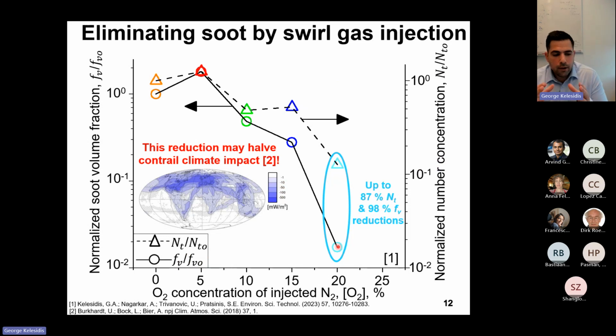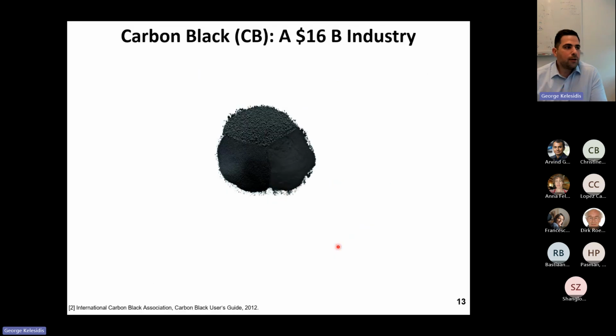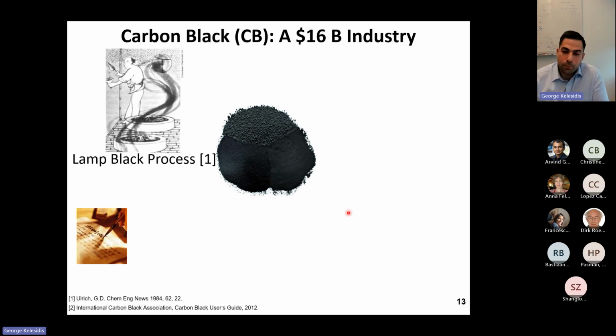Of course, up to now, I have talked about carbonaceous nanoparticles as a nuisance. But even though soot is a nuisance for combustion science and engineering, these nanoparticles are actually a blessing for material science. For example, carbon black is the largest nanostructured material that is produced industrially today, both by volume but also by value. Carbon black was firstly produced back in ancient China.